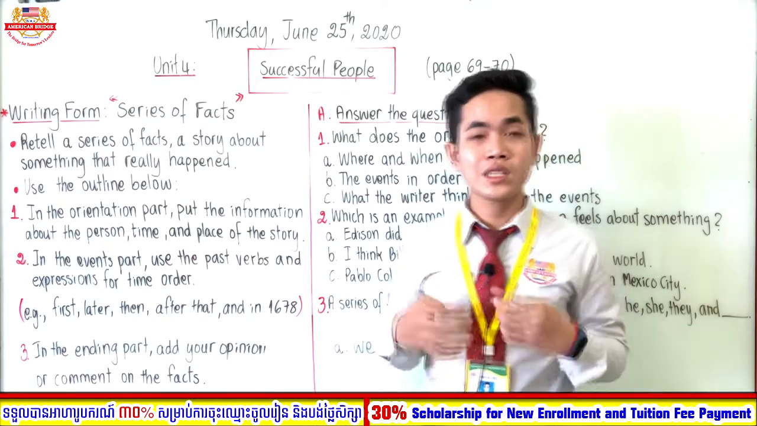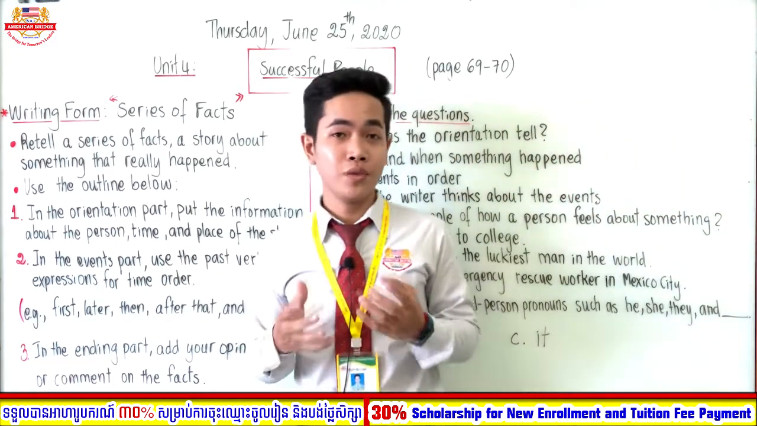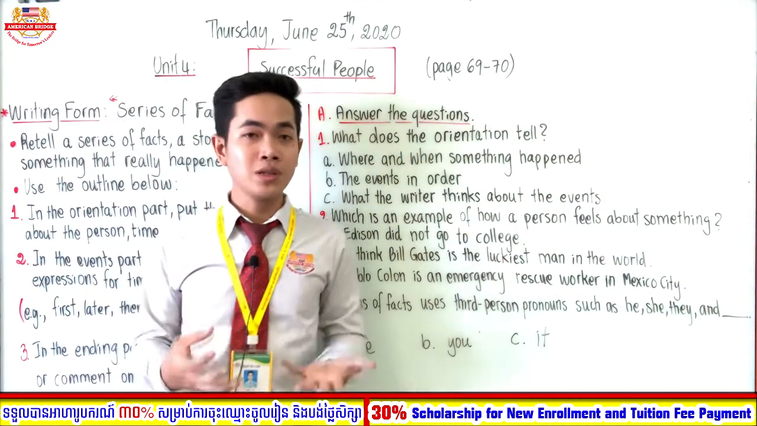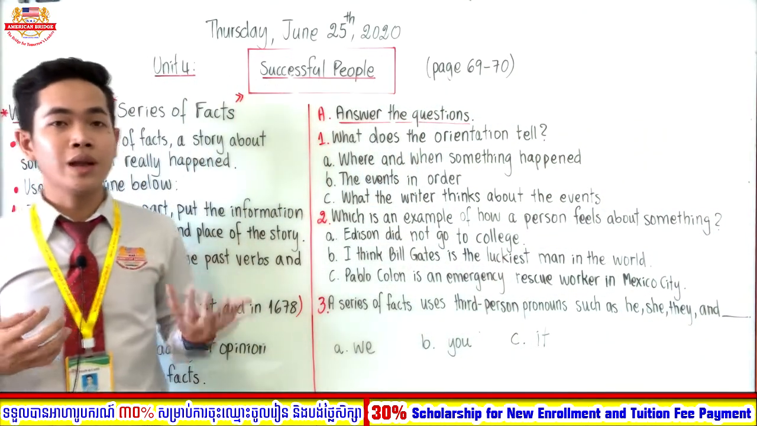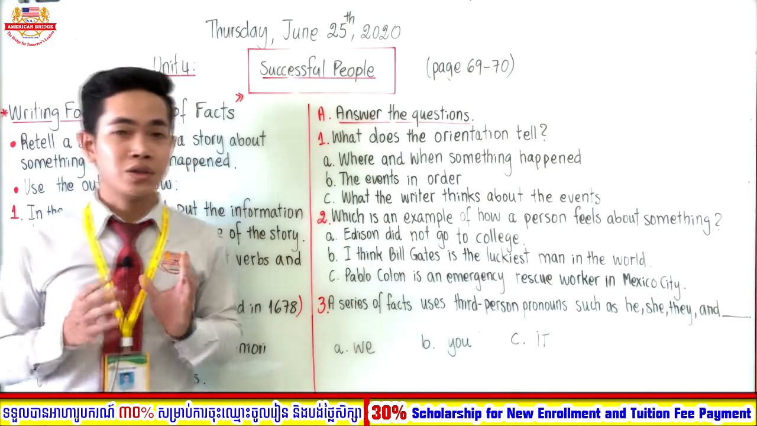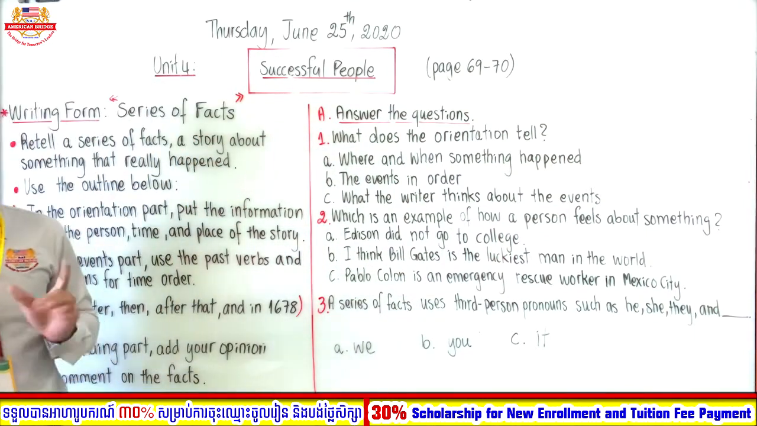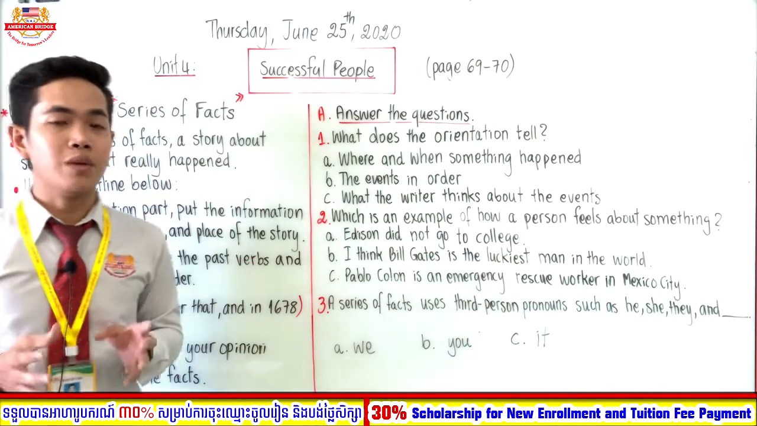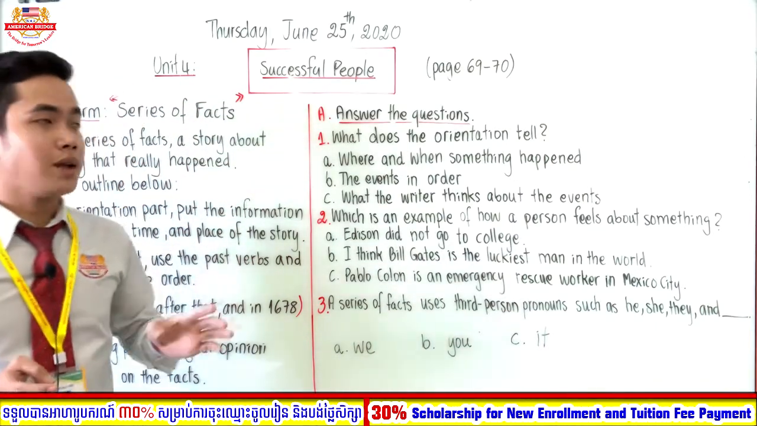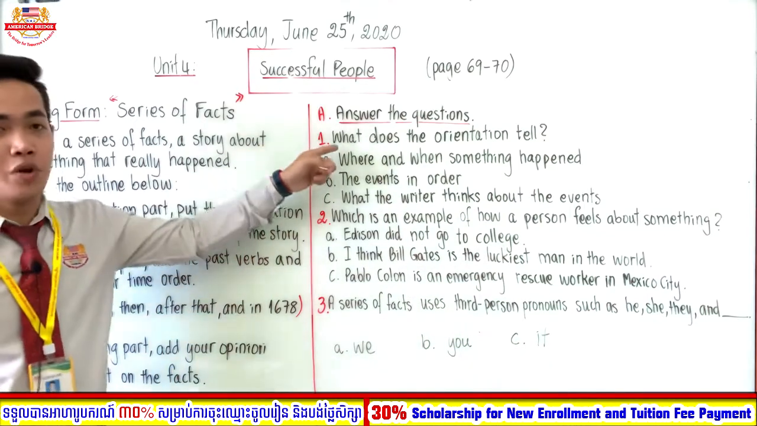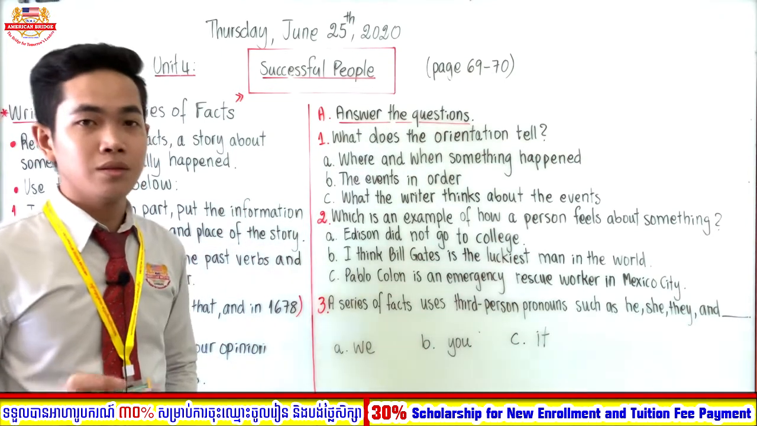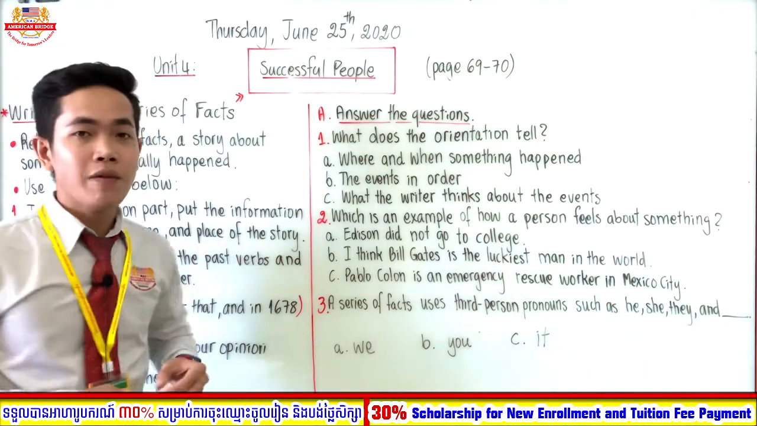Now let's try to answer our 3 questions all together. Are you ready? To test what you understand about our series of facts in our unit 4, I want you to answer the 3 questions on the whiteboard. Let's see our first question. What does the orientation tell? Okay, what does it tell, everyone?